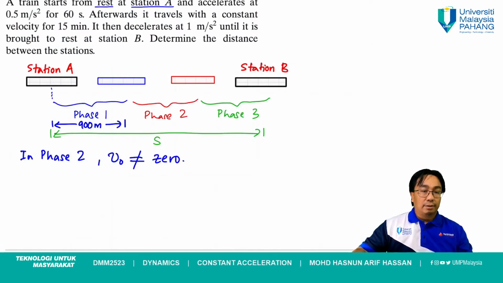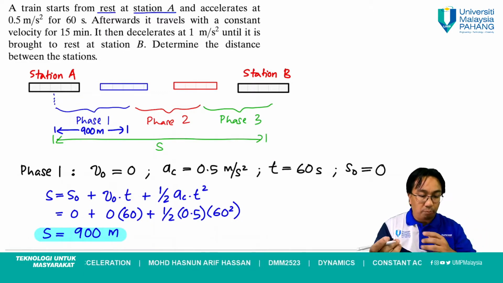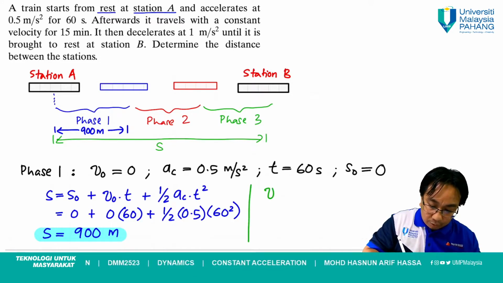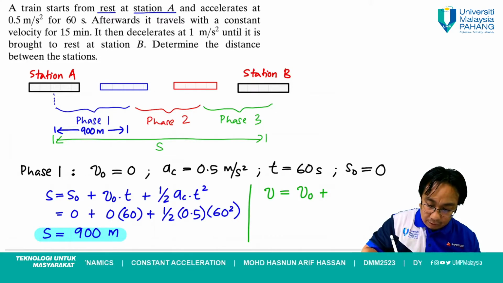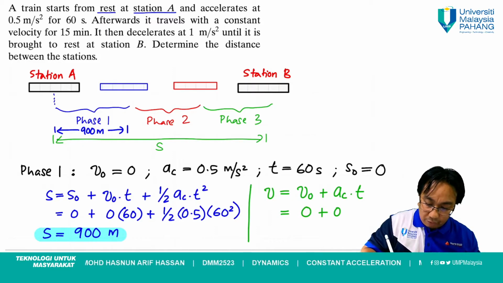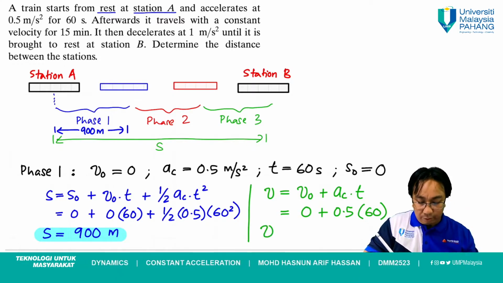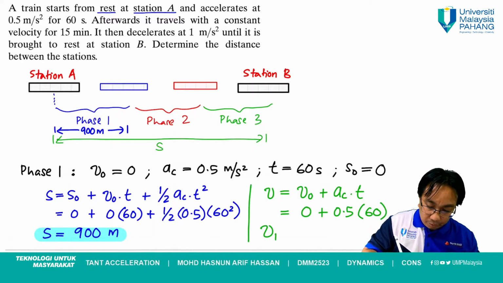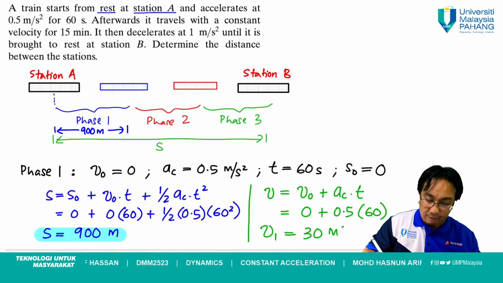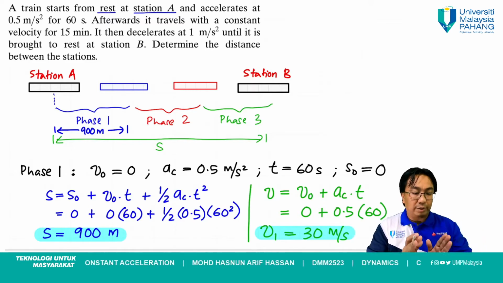Okay, so kita akan calculate the value for V pada fasa pertama sebab kita nak tahu apa V pada hujung fasa yang pertama. Okay, so saya akan kira di sini V is equal to V naught plus AC times T. Okay, V naught tadi kita tahu kosong, AC is 0.5, T is 60 seconds. So 0.5 times 60 kita akan dapat V untuk fasa pertama. Saya tulis sini V1 lah. V1 is 30 meter per second.